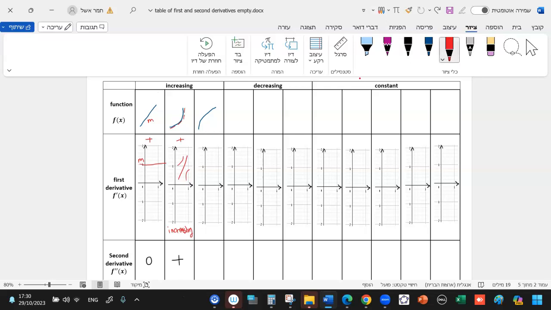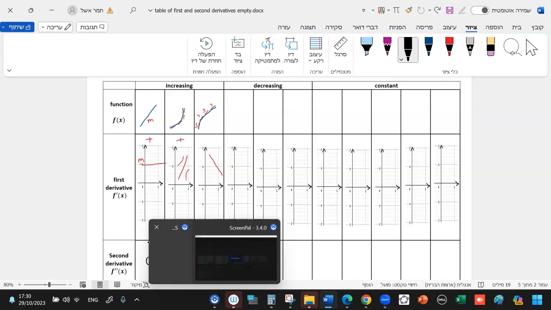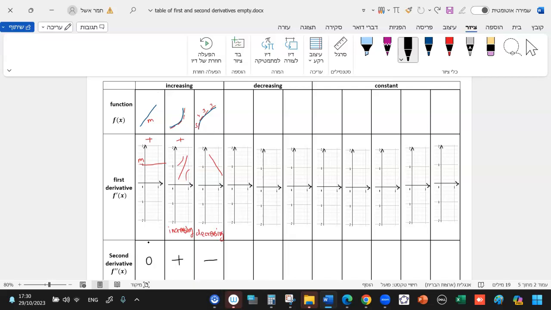Here on the third type, we can see that the gradient is always positive, but it is decreasing, becoming smaller and smaller. If this is 5, then this is 4, 3, 2, it goes down with positive numbers. Okay, this is positive decreasing. So when first derivative is decreasing, second derivative must be negative. That's the gradient of the first derivative, which is negative because it is decreasing.